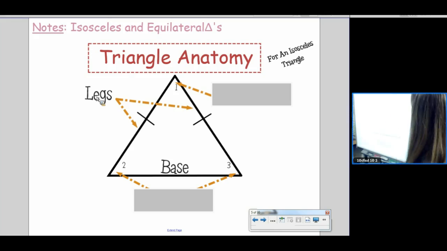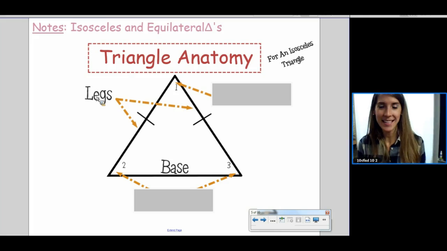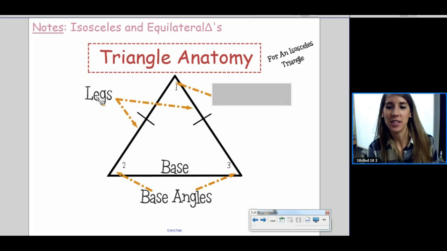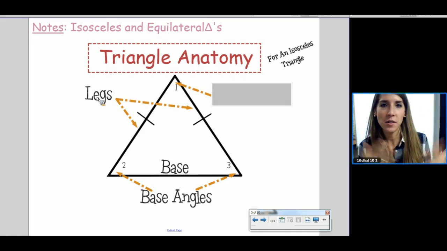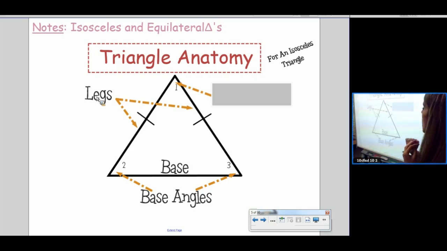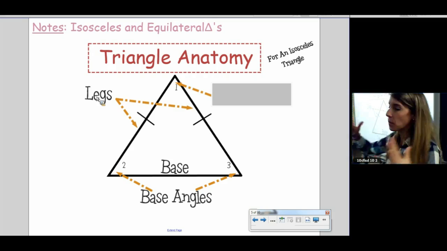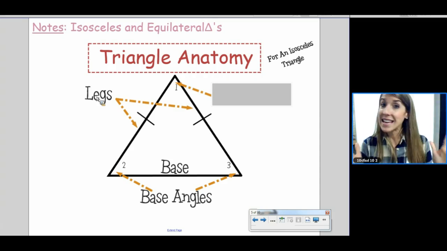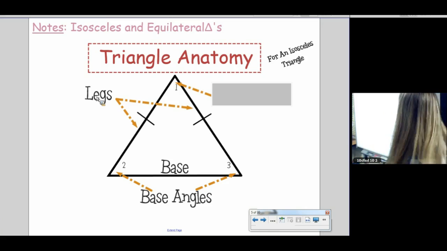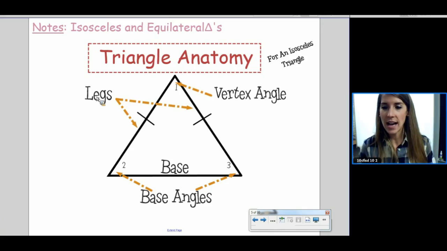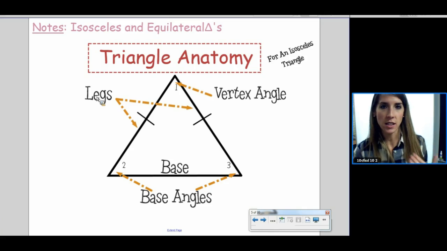Now let's talk about the angles. The angles that surround the base are appropriately called the base angles. That's easy to remember. How do you find the base angles? They're the ones that surround the base, the ones made up of the base. And then the last angle, it's where the two legs meet up, where the two congruent sides meet up. It starts with a V. Anybody? If you said vertex angle, then you are correct. So make sure you copy this down. You need to know the parts of an isosceles triangle.